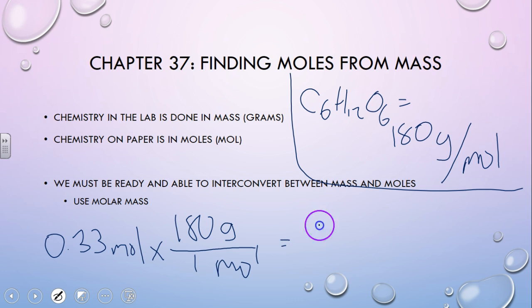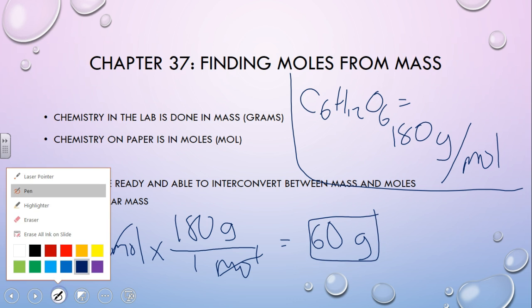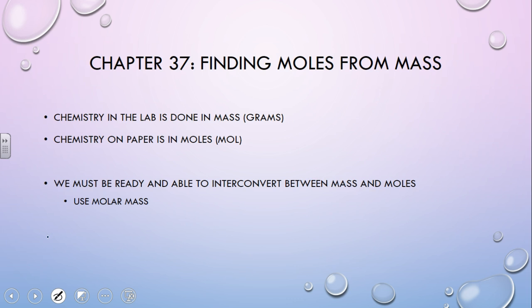0.33 times 180 is right around 60 grams of sugar. Moles cancel. We do 0.33 times 180, and we get 60 grams of sugar. Okay, let's try it going from mass to moles. Again, sugar is 180 grams per mole. And let's say in the lab, we're going to try to do some predictions, and then we need to know how many moles so that we can write it on paper.